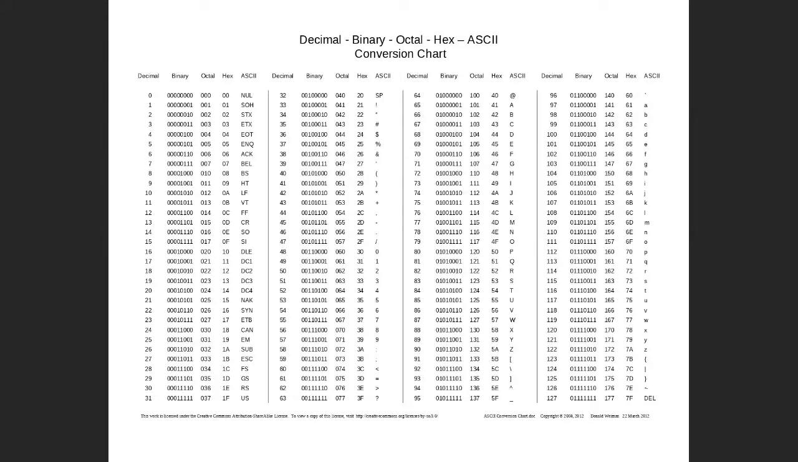What you're looking at on your screen right now is the first type of code that I want to talk about. This is called ASCII code. I think it stands for American Standard Code for Information Interchange. You can look it up, but I'm pretty sure that's what that stands for.